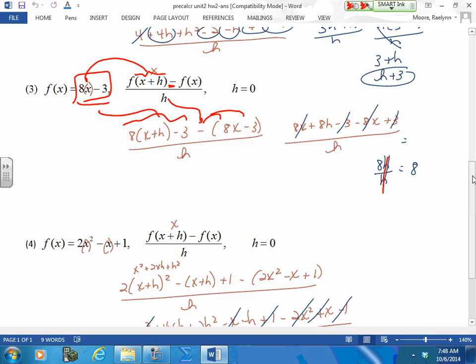If the h doesn't cancel out somewhere, then something went wrong. It's probably a negative sign. If you forgot this negative sign over here, and you made it look like this, then you're going to see, oops, -3 and -3, that's not canceling out. That's -6, and I can't factor an h out of that. That'll tell you right there that you made a mistake.